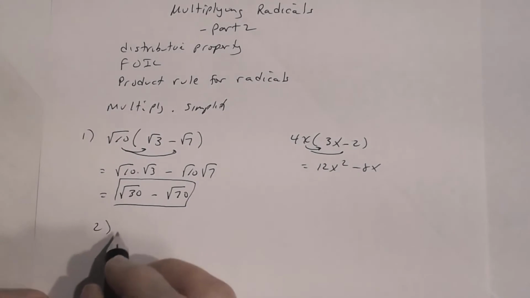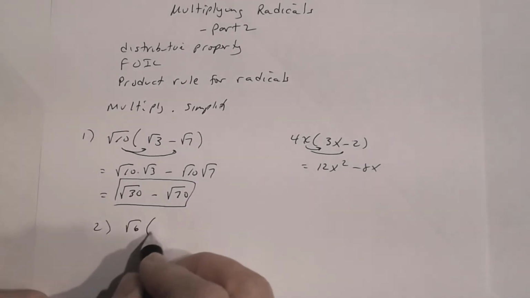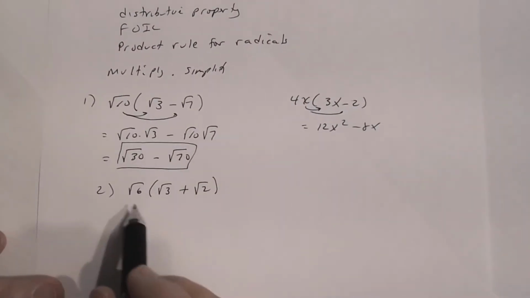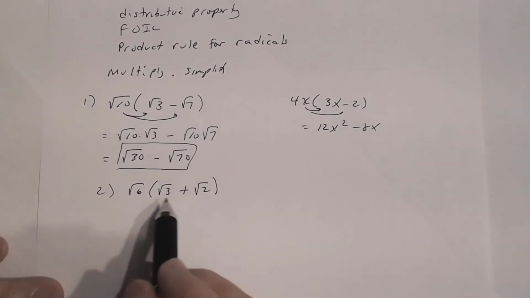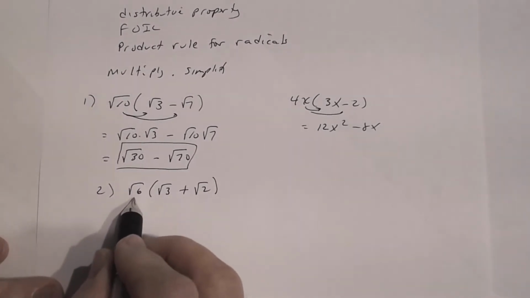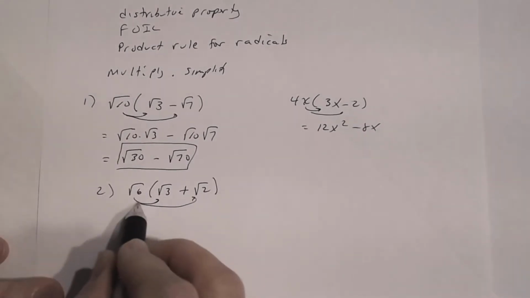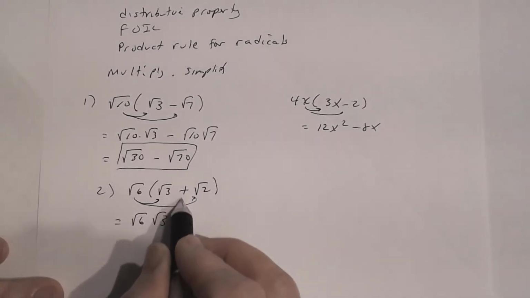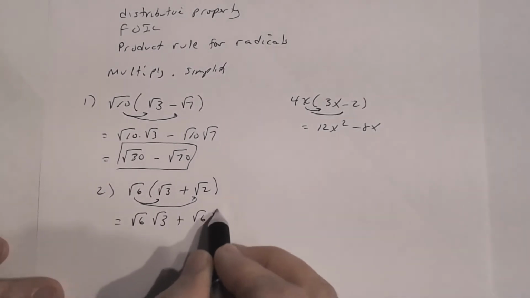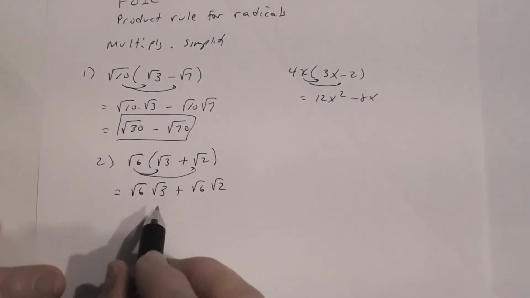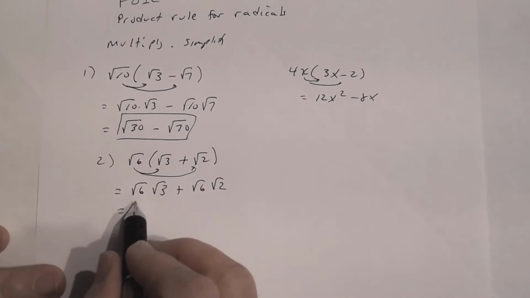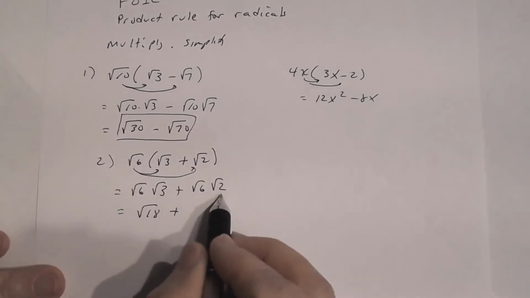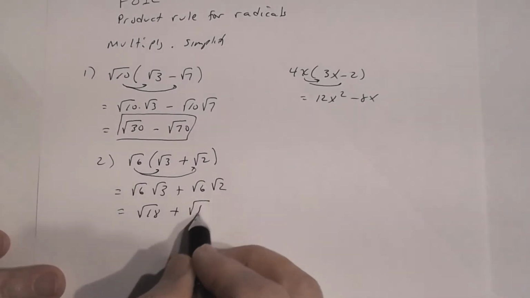All right, number 2. Let's suppose we had the square root of 6 times the square root of 3 plus the square root of 2. Again, I have a monomial times a binomial, so we're going to use the distributive property. I get the square root of 6 times the square root of 3, write it out just like I'm doing, plus the square root of 6 times the square root of 2. Using the product rule for radicals, the square root of 6 times the square root of 3 is the square root of 18, plus the square root of 6 times the square root of 2 is the square root of 12.